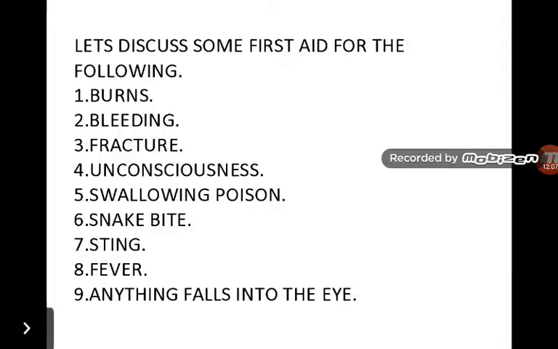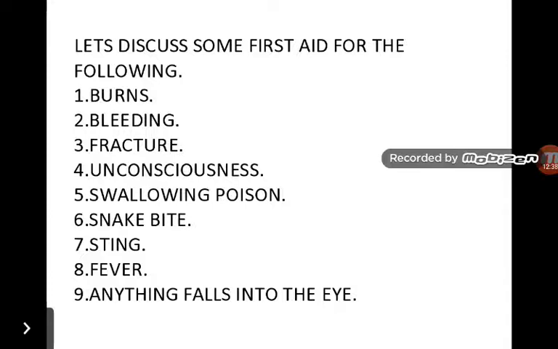Next, unconsciousness. If someone falls unconscious, immediately lay the person comfortably on the bed. Loosen the clothes, let fresh air come into the room. Then swallowing poison. This is a very important first aid to know. In case someone swallows poison, then there is only one first aid. That is, make him swallow a lot of salt water.